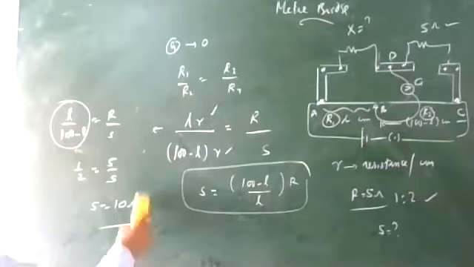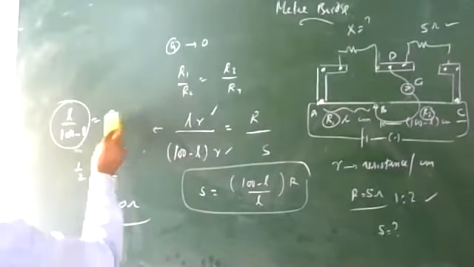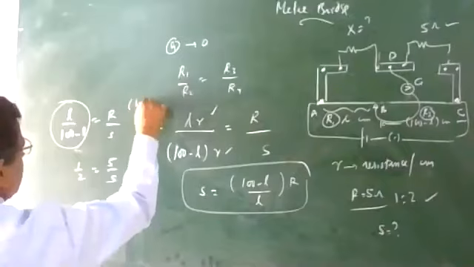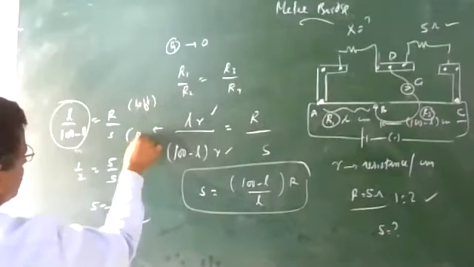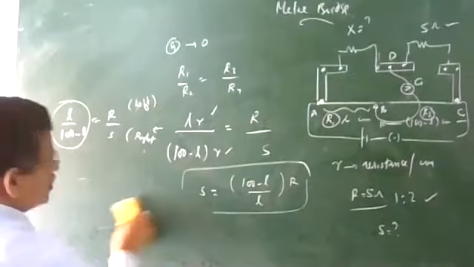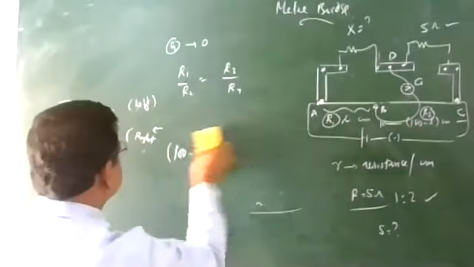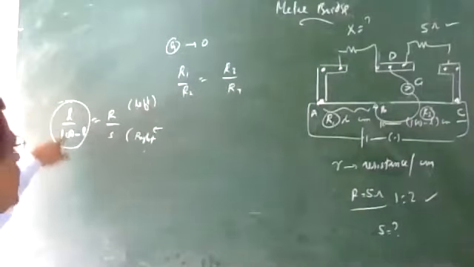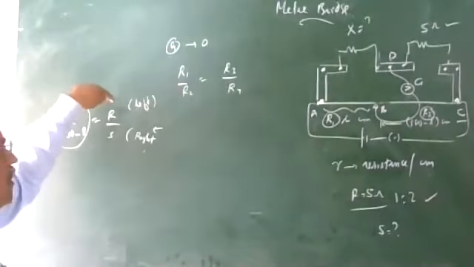This is your equation: L by 100 minus N equal to R by S. And remember, this should be on the left gap, and this is on the right gap. So that is as per your right hand. Equation as per formula: R1 by R2 is equal to R3 by R4. L by 100 minus N remains the same. What is here? R and S.